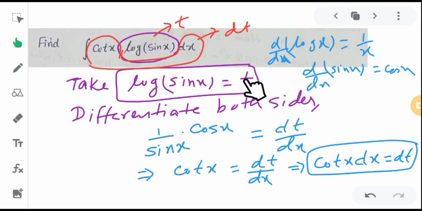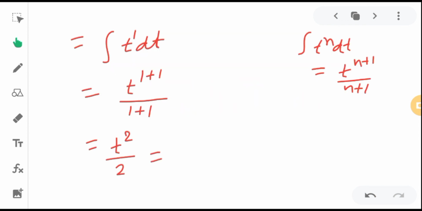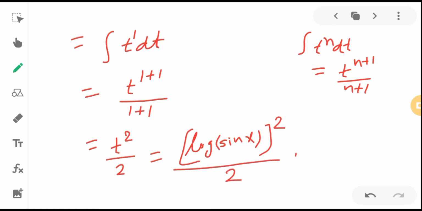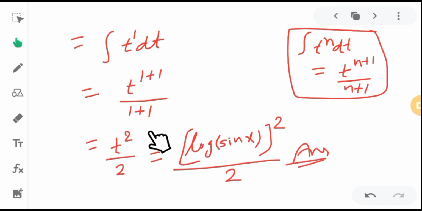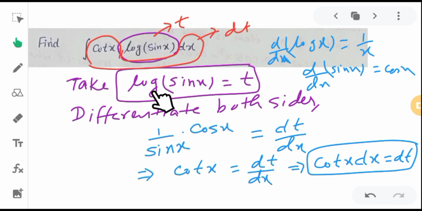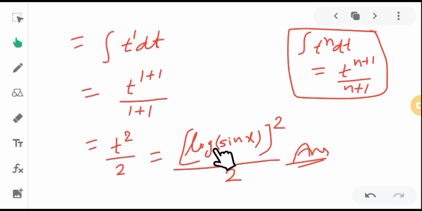So at last I will replace this t value with log of sin x. So log of sin x whole squared divided by 2 will be our final answer, correct? I hope you understood.